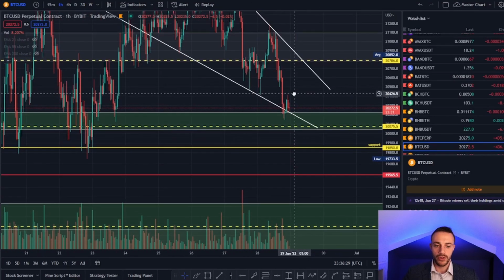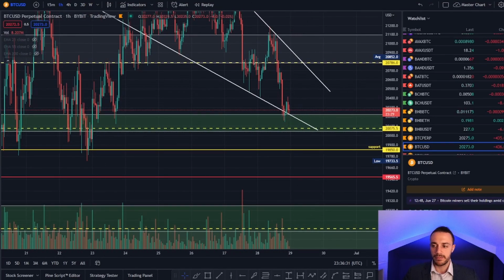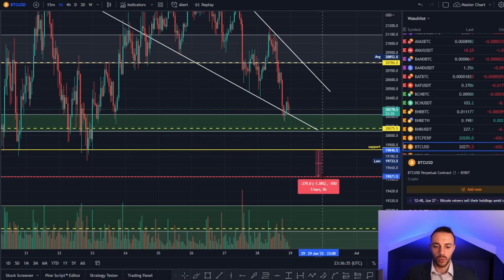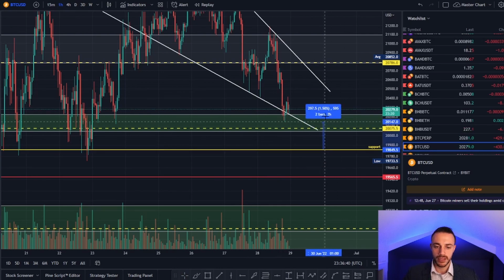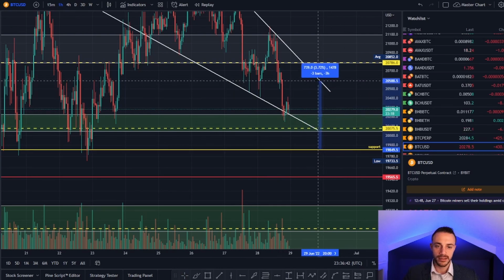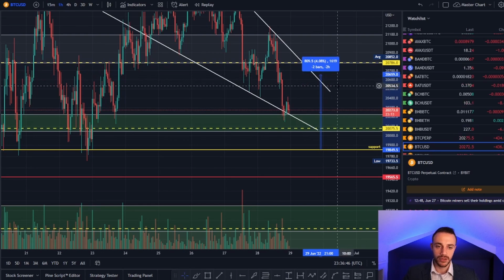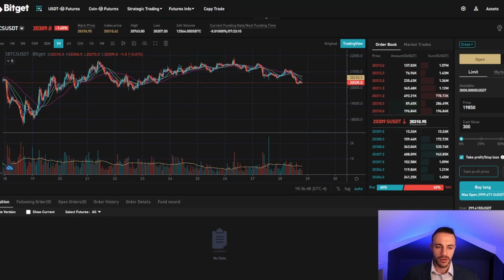From here, you can also put in your take profit price, and I recommend you do that as well. Let's say we're risking 1.4% and we want a 3-to-1 trade, so we want to gain at least 4%. A 4% win would take us to around $20,650. So for your take profit, you would put in $20,650.